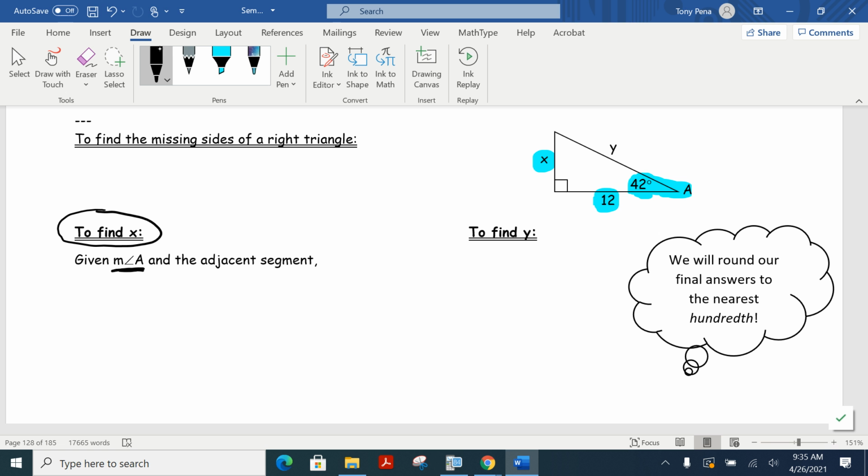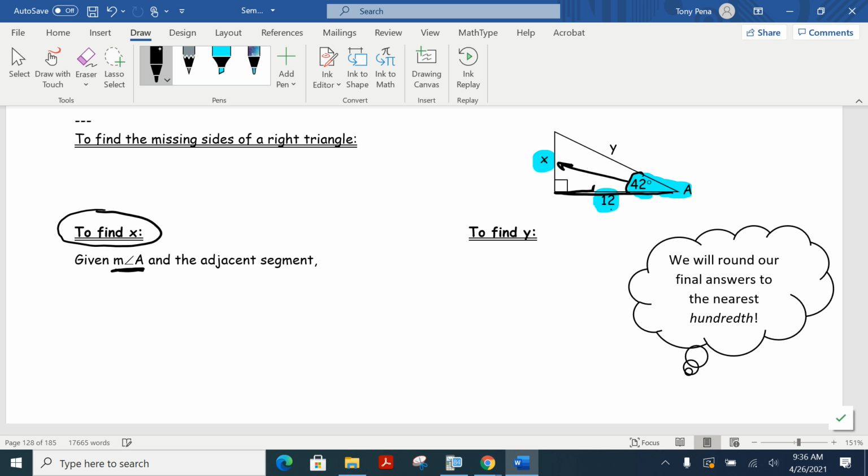So go to angle A. Notice how, if I'm going to use 42 and then the x and the 12, if this is angle A, isn't x the opposite side? And isn't 12 your adjacent side?